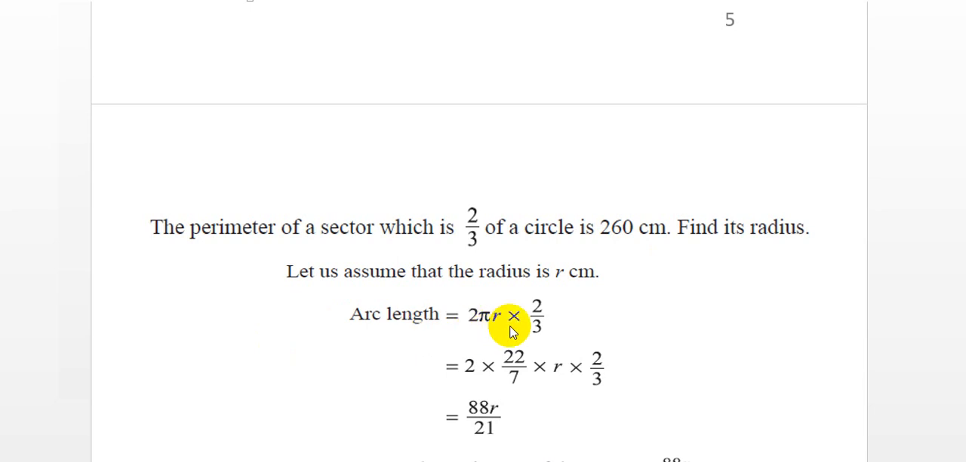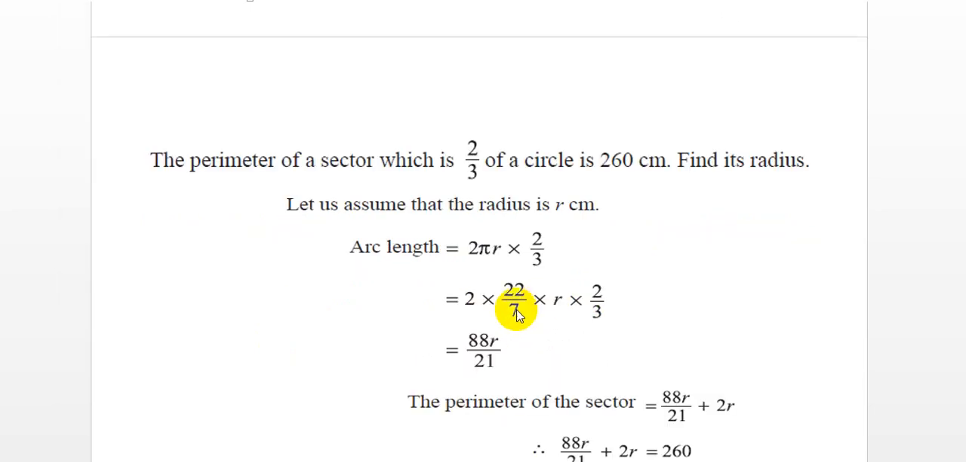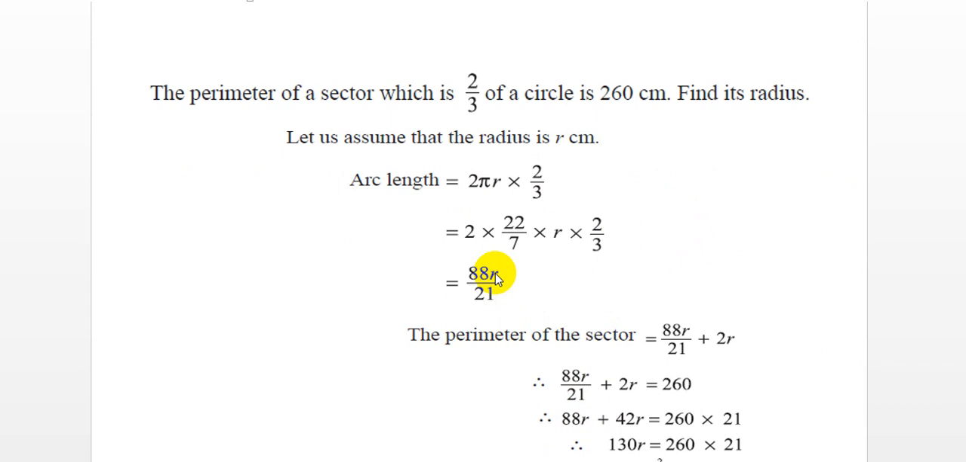2 pi r into theta over 360, so 2 multiplied by 22 over 7 into r, the value is unknown, so we need to find the radius, so we write r into 2/3. So when you simplify these numbers, you will end up with 88r over 21. So that is the arc length.